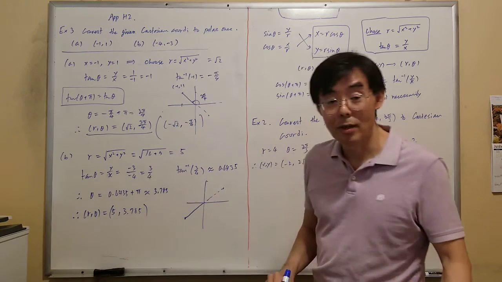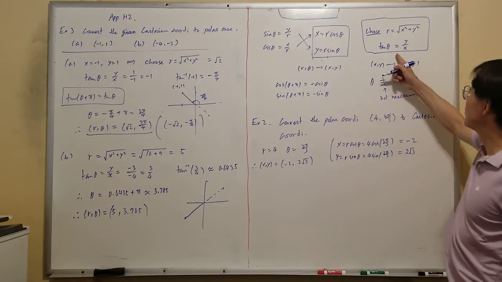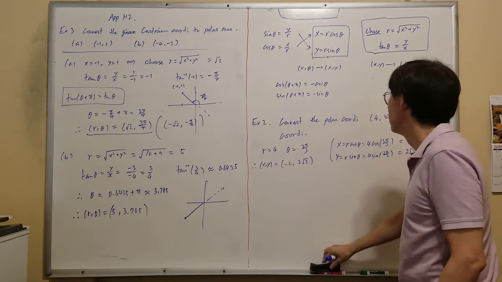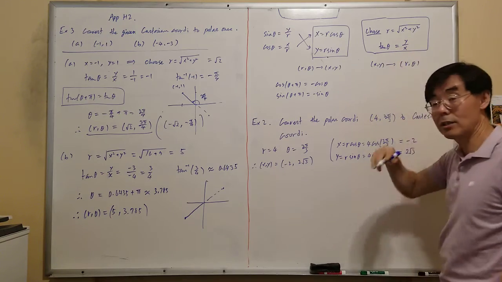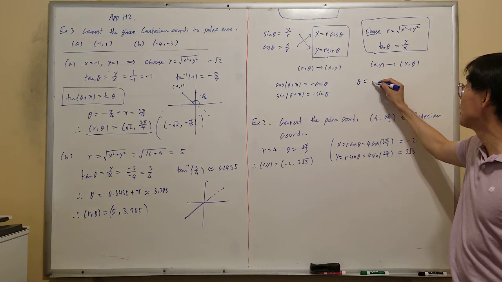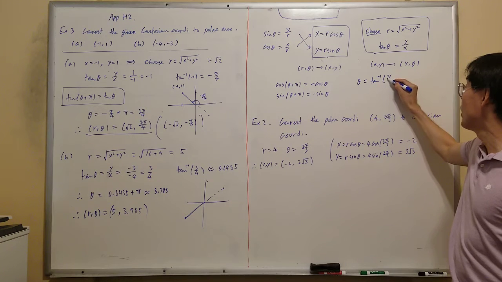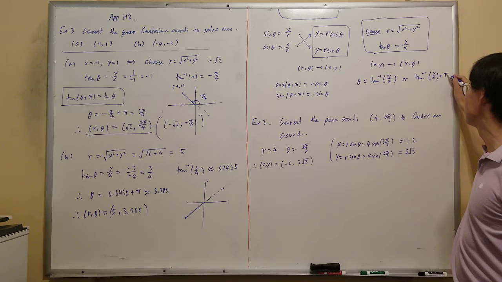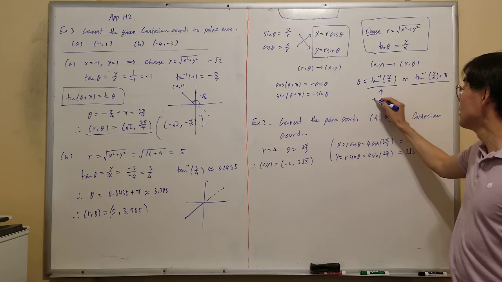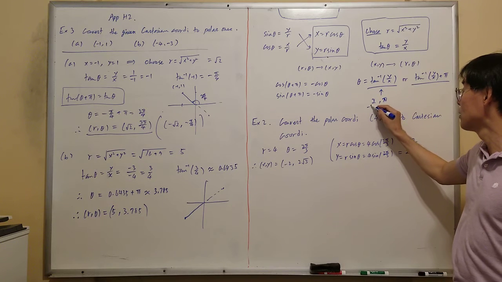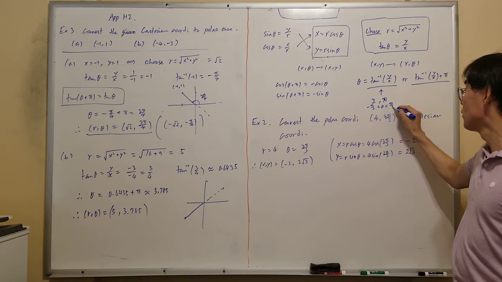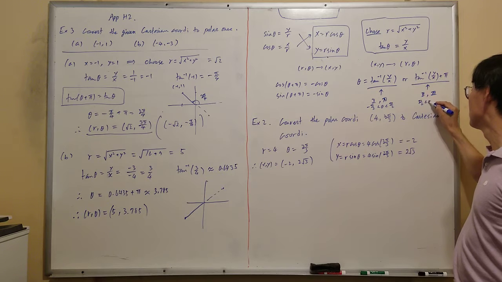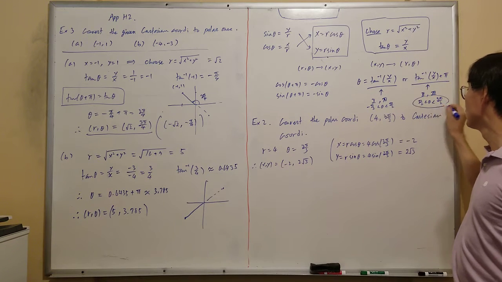Okay? So in this conversion, y over x gives you the tangent theta value. So theta will be either tangent inverse of y over x, or tangent inverse of y over x plus pi. The first is if it is in the first or fourth quadrant, which means minus pi over 2 to pi over 2. The second is if it is in the second or third quadrant, pi over 2 to 3 pi over 2.